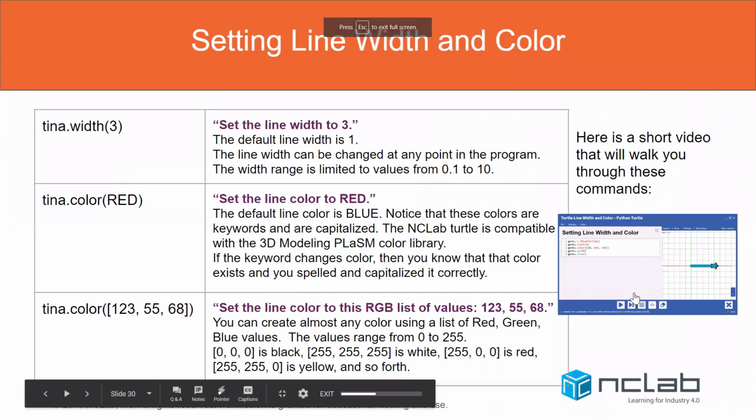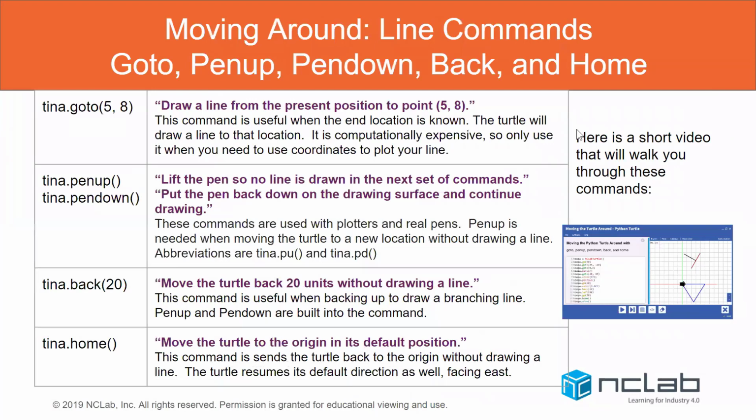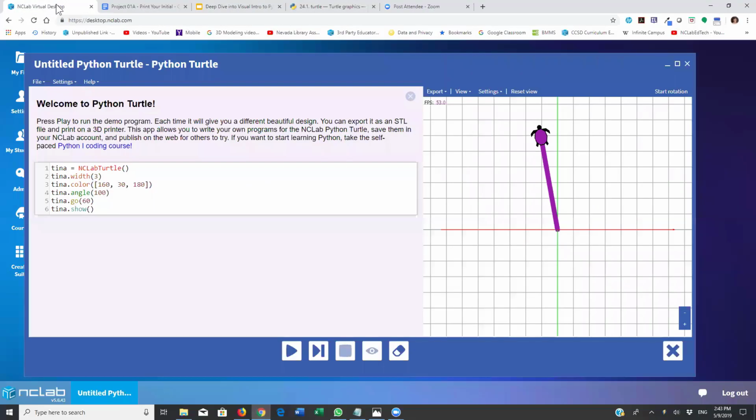Okay, so that video basically goes through what I just demonstrated. And then there's different ways to move your turtle around. We already used the go command to draw a line, but I grouped these 5 sets of commands here to show you different ways to draw lines and how to lift the pen and put it back down, and how to use the back command and how to use the home command. So let's try those out. Okay, so I'm going to blow this up again. You see what I'm doing.